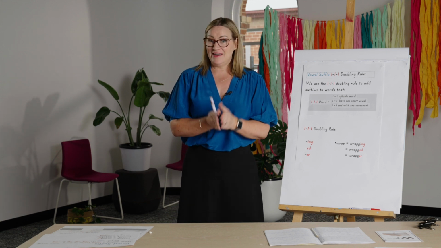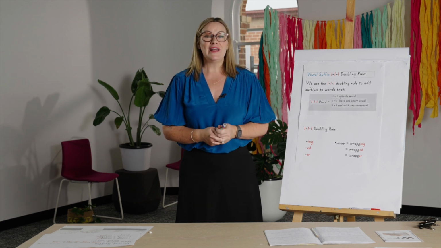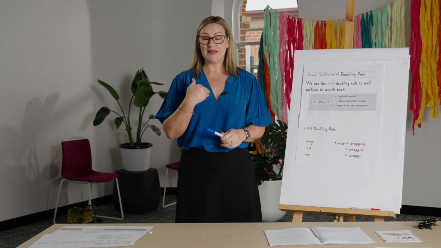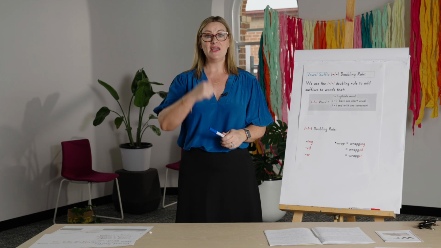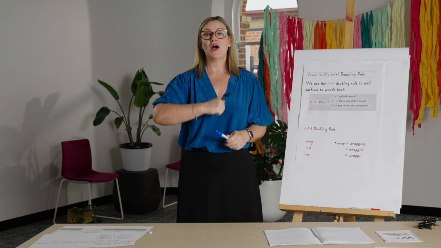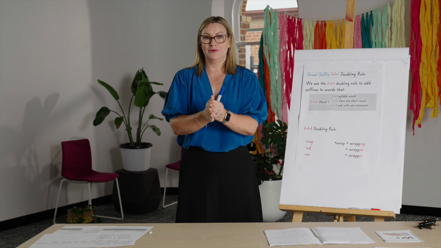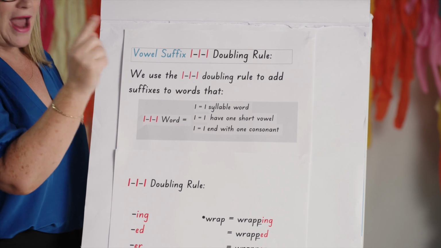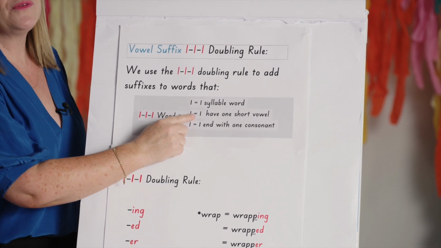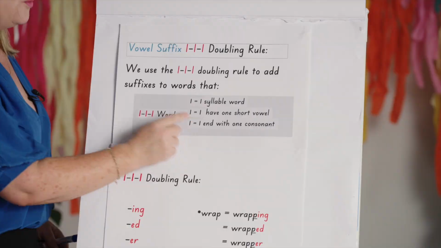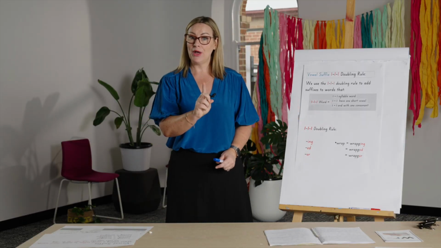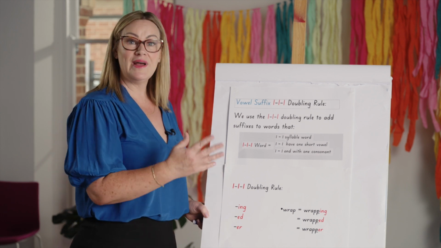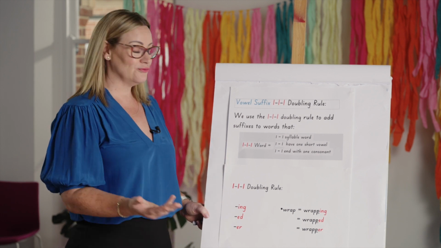This week in our WR words, we actually only have 1 word that fits this pattern and it's wrap. Repeat the word, wrap. Tap and say, r-a-p. Tap syllables, wrap. So it is 1-syllable word, wrap. 1 short vowel, a, and ends in 1 consonant. P. So here on your screen now, you can see a reminder of the doubling rule and how to use it with the word wrap.